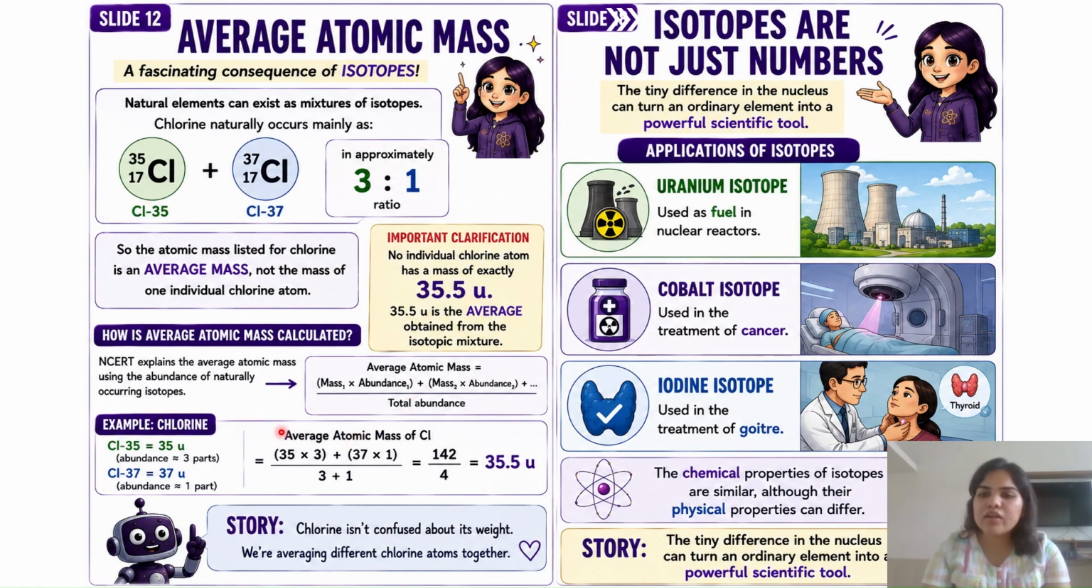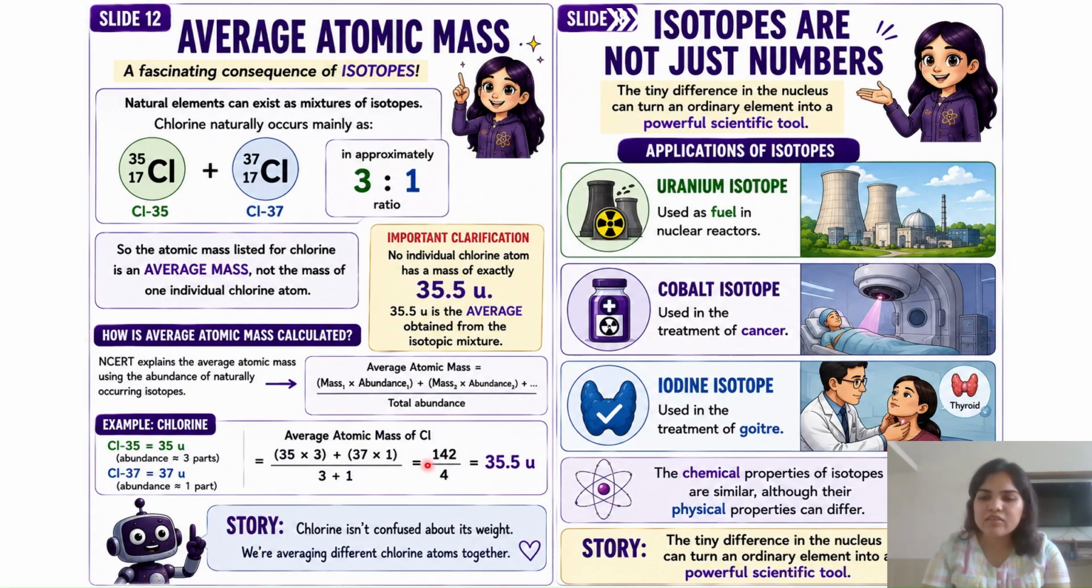And there is one very important point to remember. No individual chlorine atom has a mass of exactly 35.5 u. A particular chlorine atom is one isotope or another. The value around 35.5 u represents the weighted average of the naturally occurring chlorine. So chlorine isn't confused about its weight. We are averaging different chlorine atoms together.